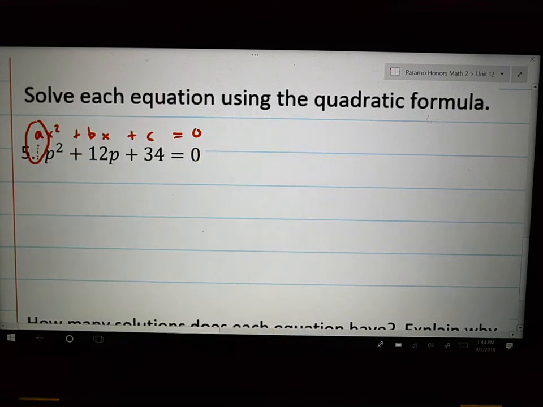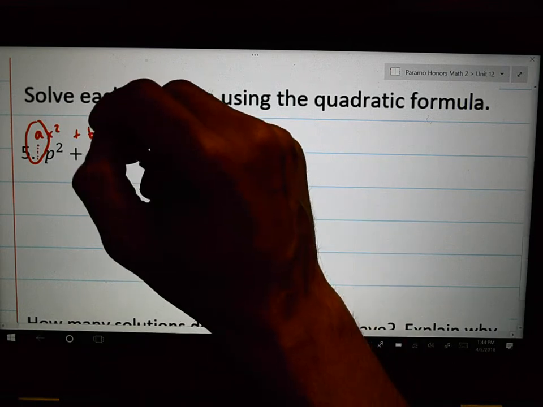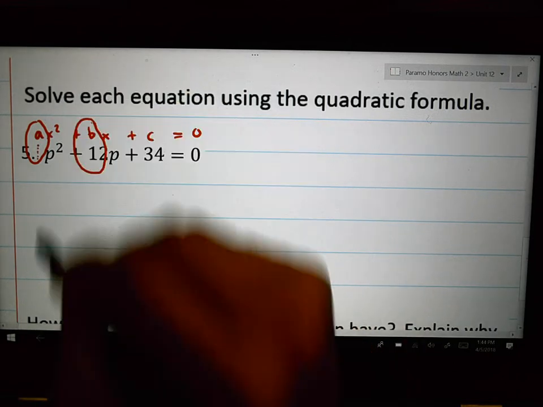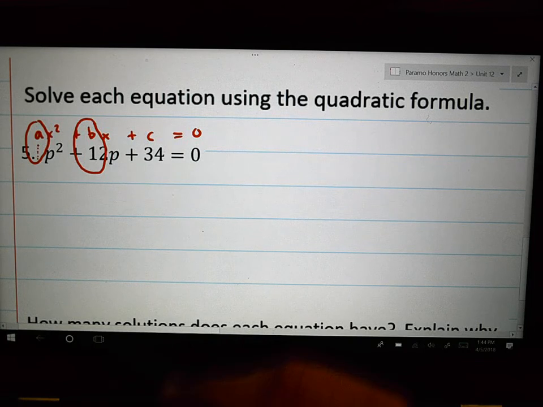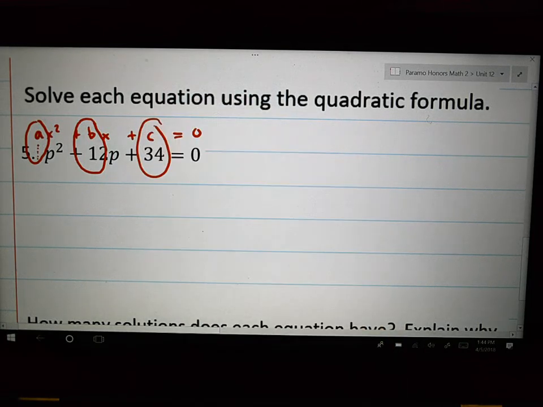There's 1p squared. When you don't see a number in math, it is 9 times out of 10 a 1. What is the b value? 12. The c value is 34.